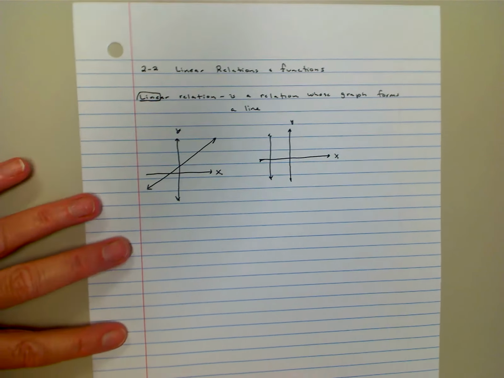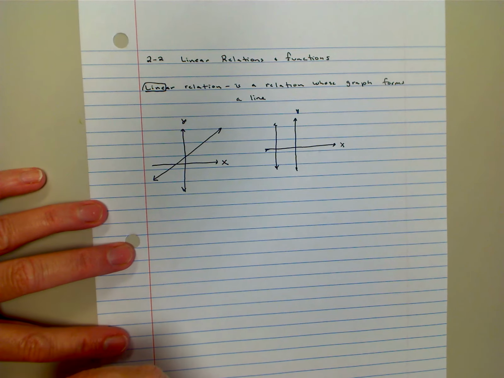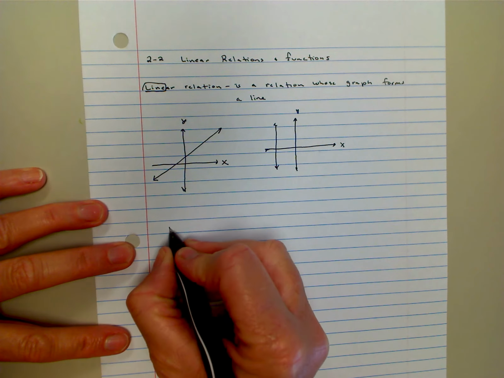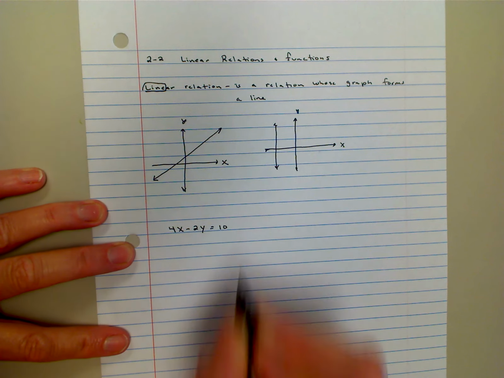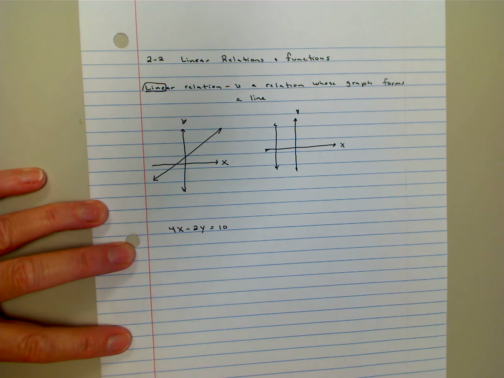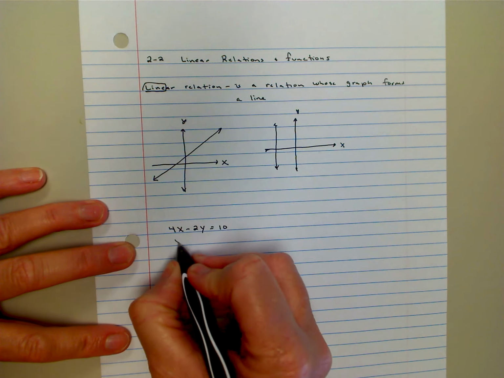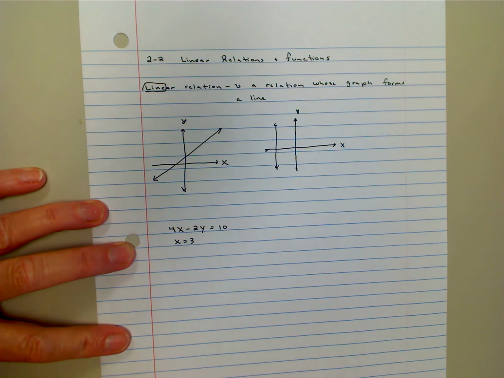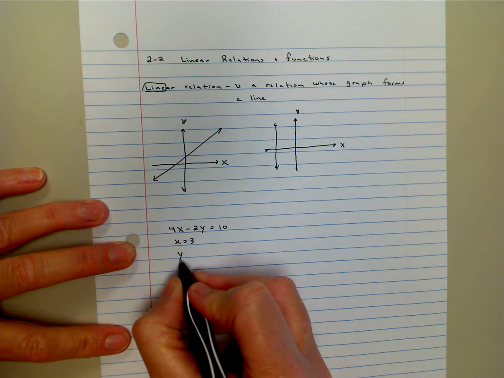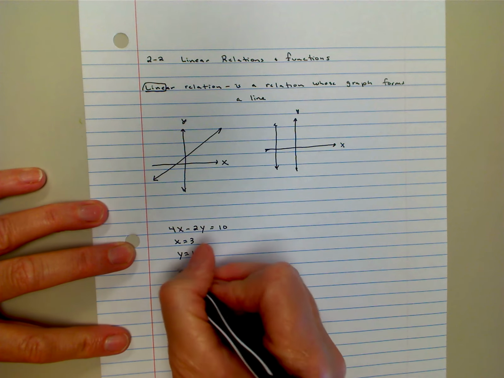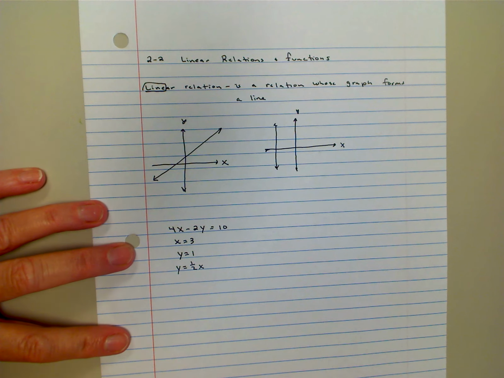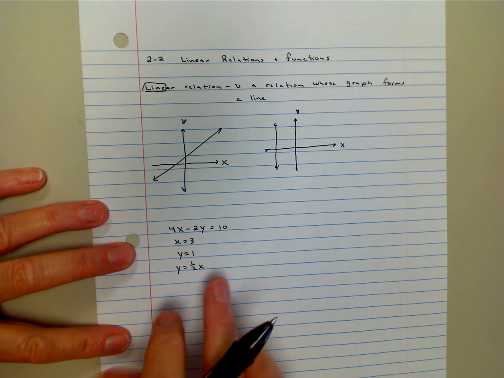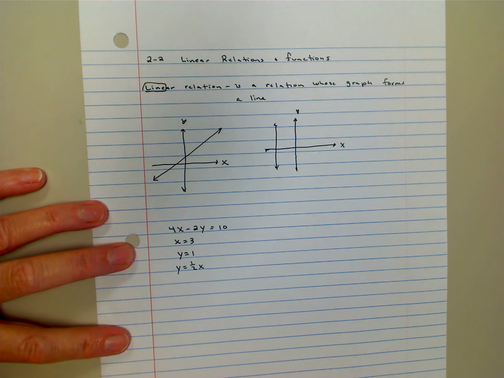Written out algebraically might look like this. 4x minus 2y equals 10. That's an example of a linear relation. X equals 3. Y equals 1. Y equals 1/2 x. These are all examples of linear relations.